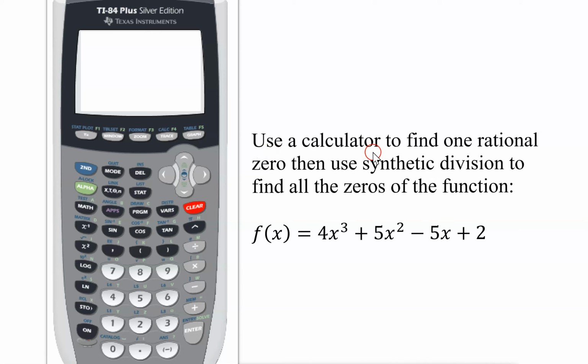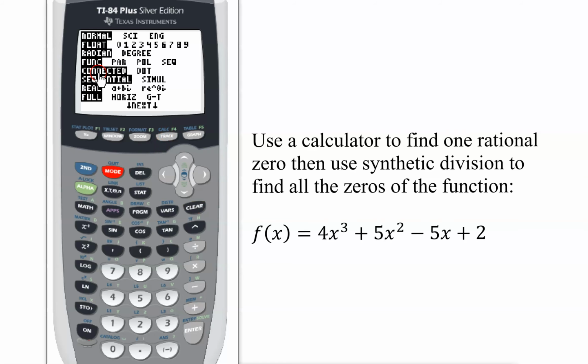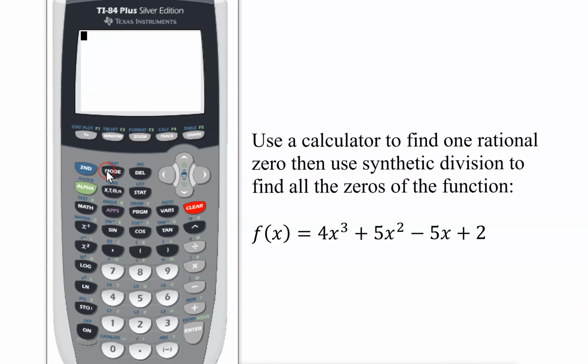In this problem, we're asked to use a calculator to find one rational zero, then use synthetic division to find all the zeros of this function here. So I'm using a TI-84 Plus Silver Edition calculator, and I've already turned it on, and now I need to check the mode to make sure I'm in function mode and not any of these modes over here. So that's correct. I'm in the correct mode. So clear that. And now I'm ready to put my function in.